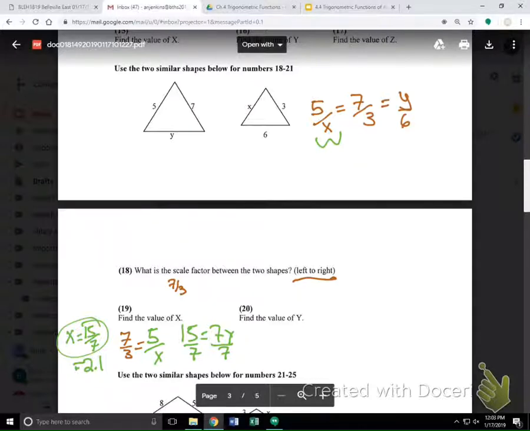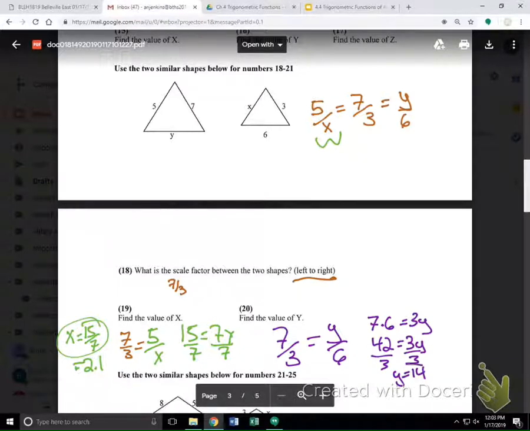Okay, our next one, we are looking for y. So for y, we have 7/3. So we again start with 7/3 equals, that's my scale factor, y over 6. Cross multiply, 7 times 6. 42. We end up with 42 equals 3y. Divide by 3. Y equals 14. Nice job.